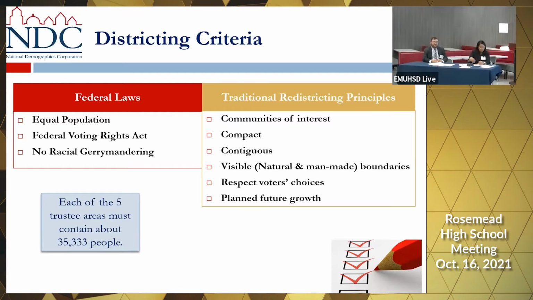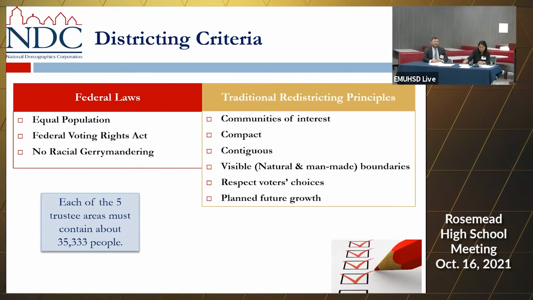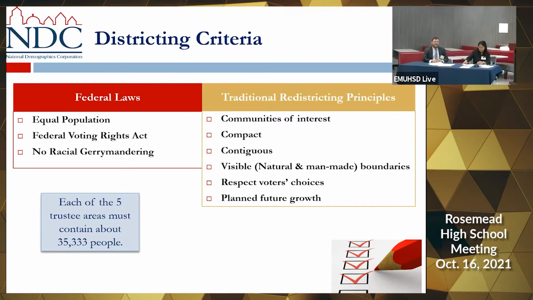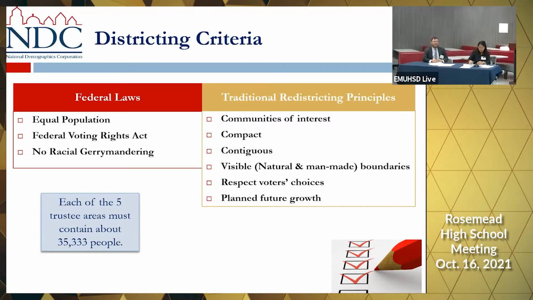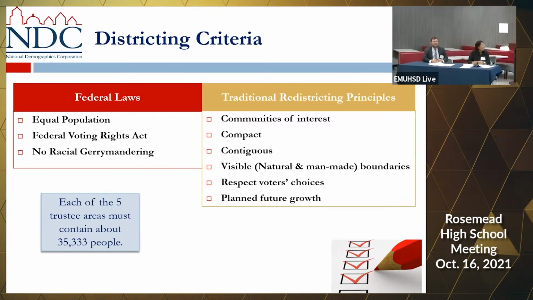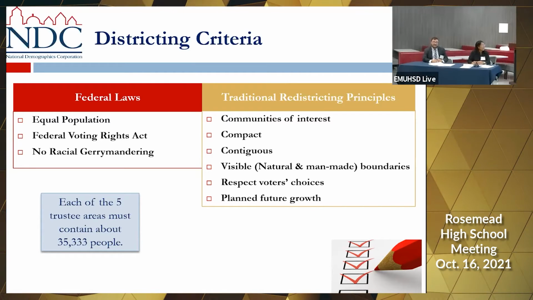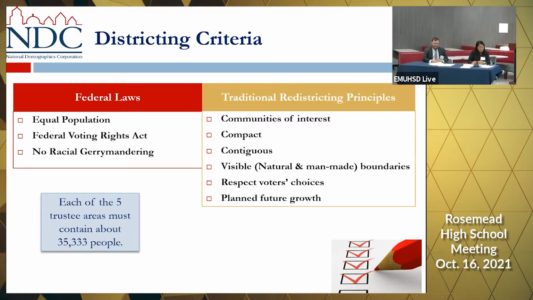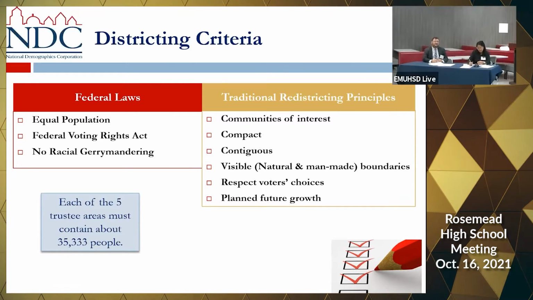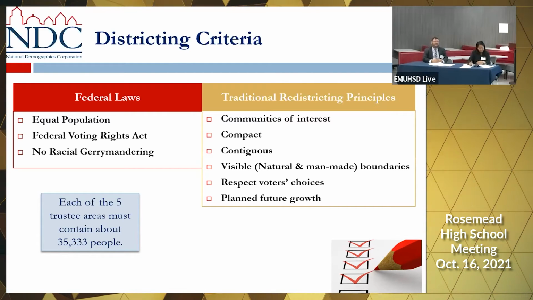Each district, or each trustee area as we call them in school districts, must have about the same number of total residents. This includes everyone. It includes non-citizens, it includes non-voters. Everyone counted as part of that census count is part of this equal population number. And so for the district, that number is about 35,333 residents. And we got that number from the 2020 census, or specifically the California state adjustment to that number.